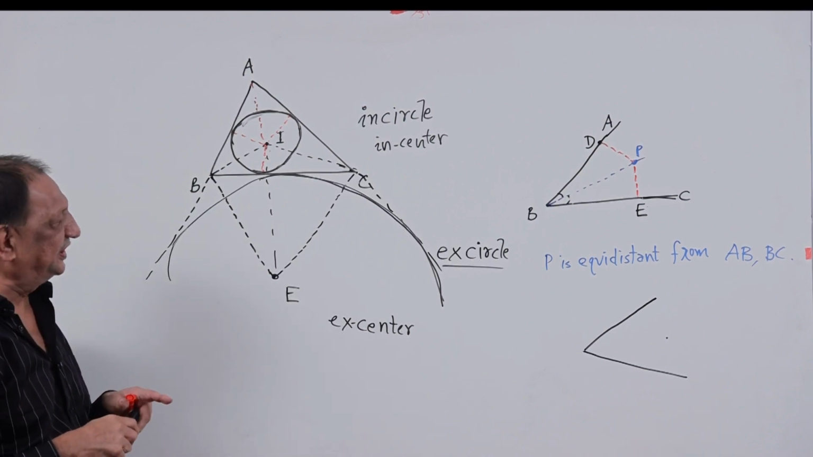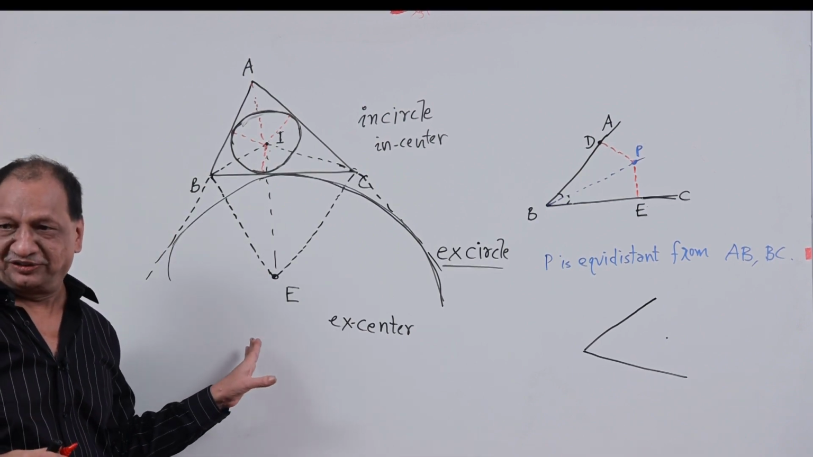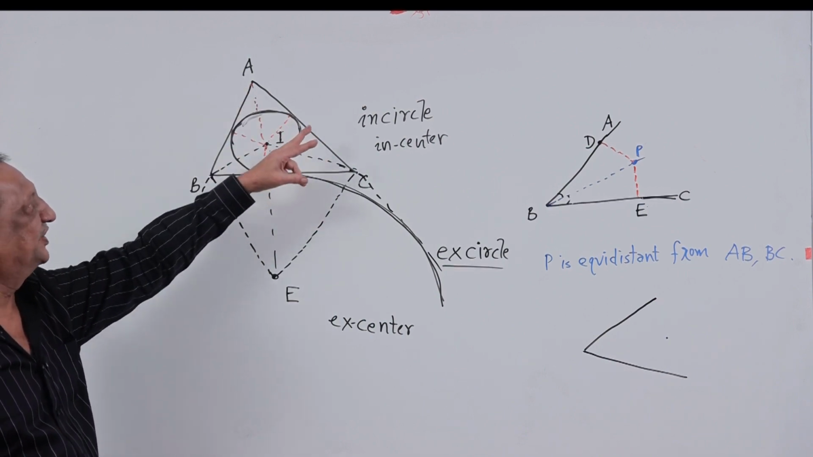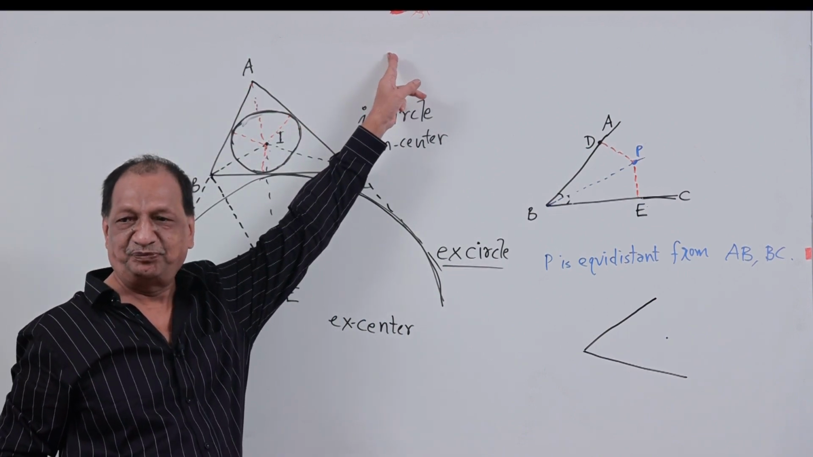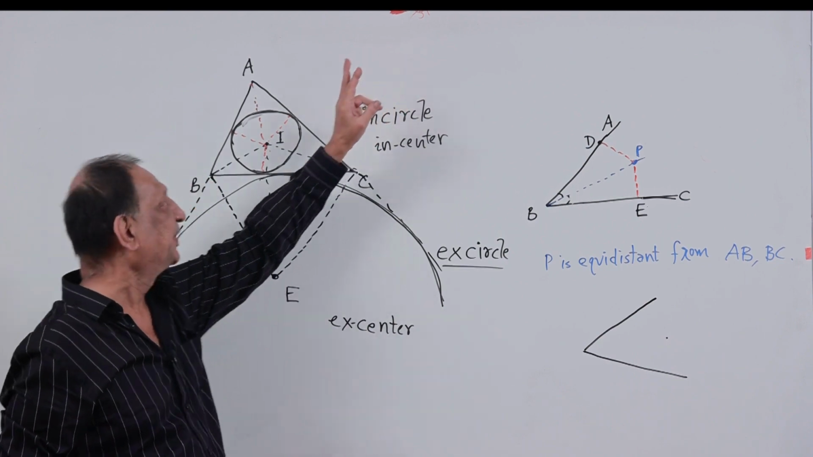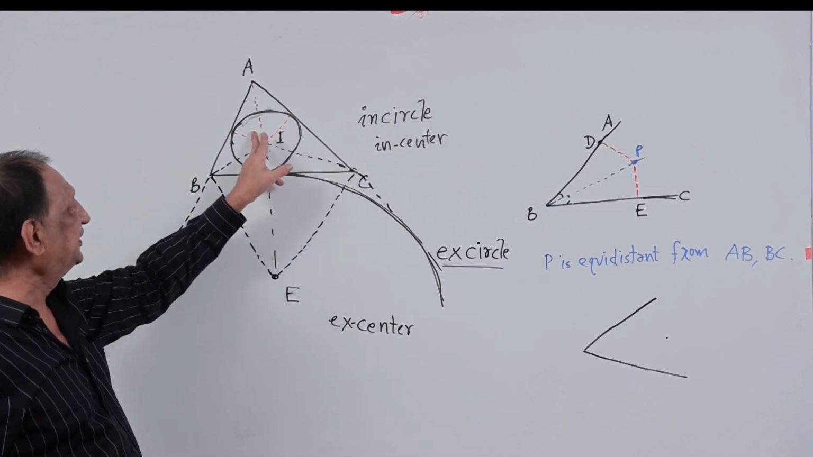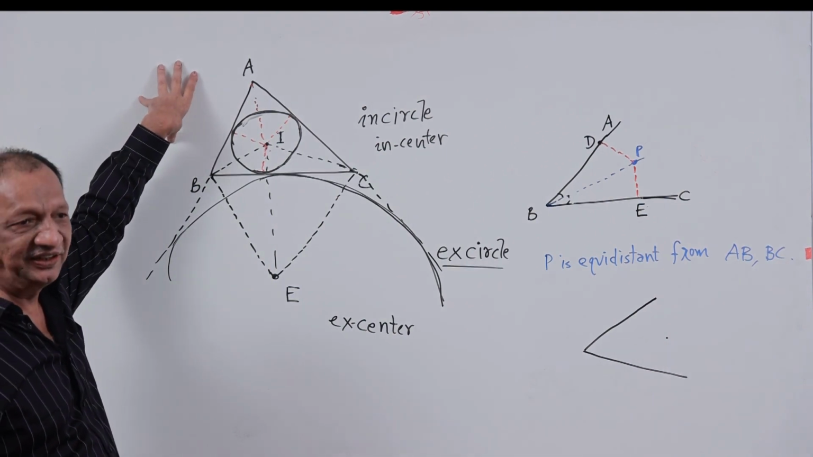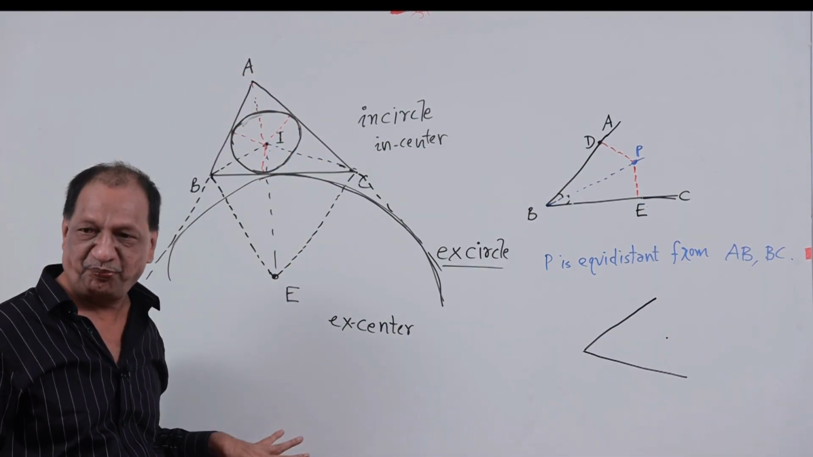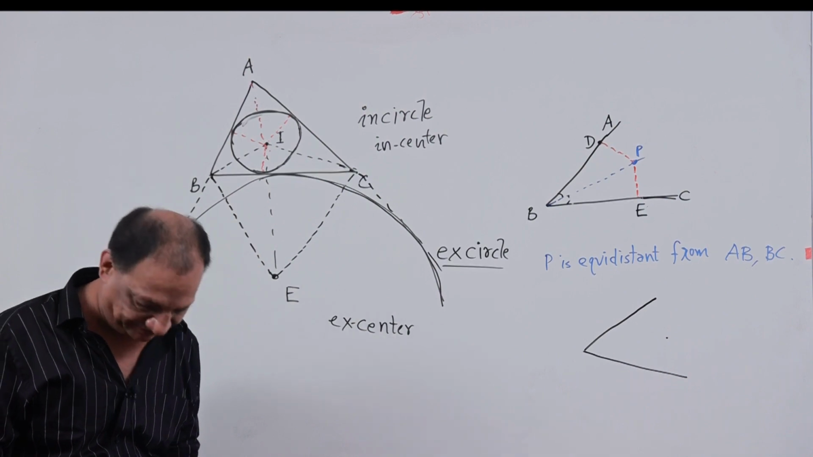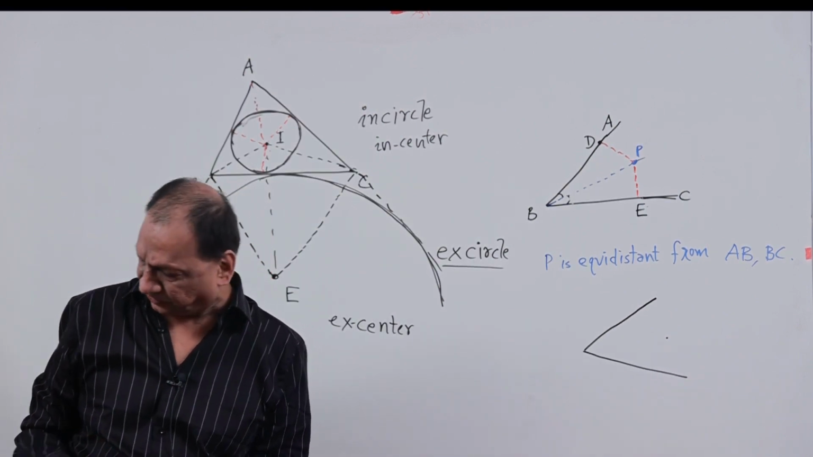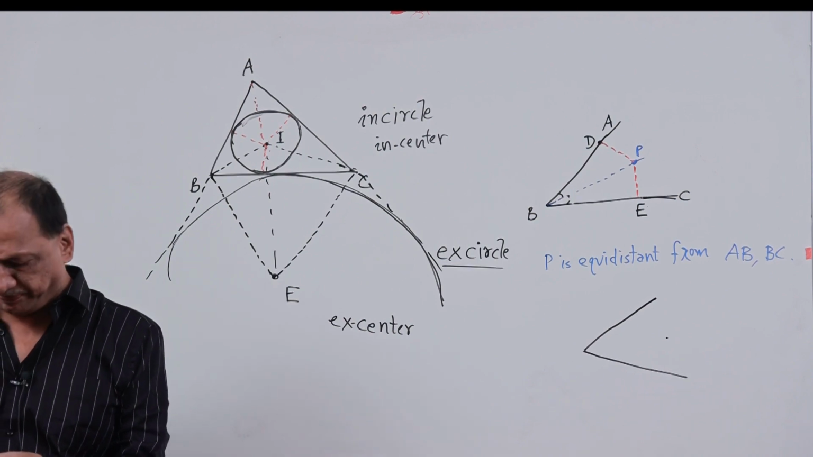Now remember, there are actually 3 X circles, not one. If you take the internal bisector of B and the external bisectors of A and C, you will get one excircle on this side and another excenter. Similarly, if you take the internal bisector of C and the external bisectors of A and B, you get a third excircle. So there are 3 excircles and 1 incircle, correct? And all those bisectors are concurrent. So that is a beautiful property of a triangle.